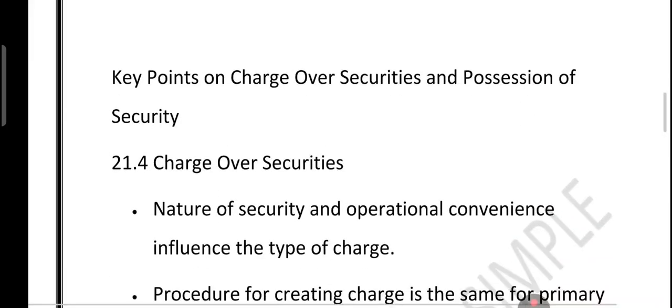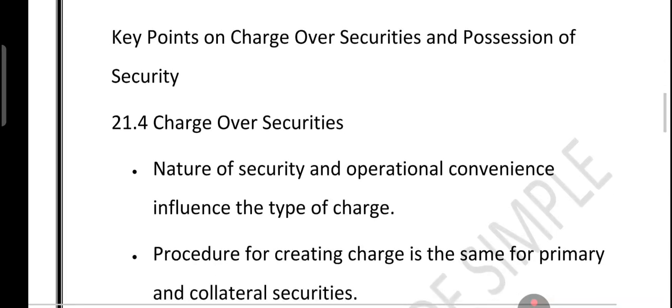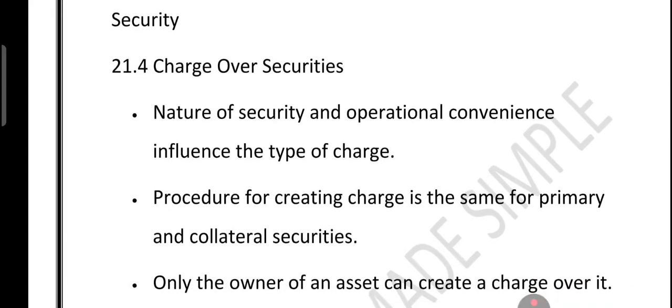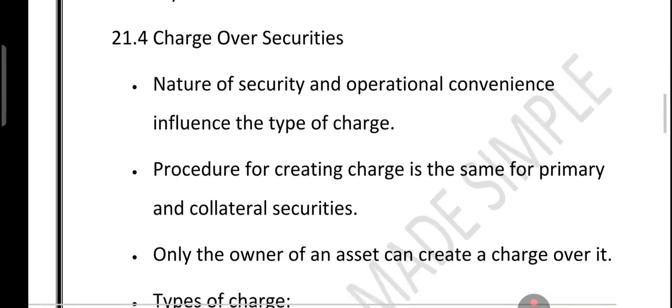Now let's look at some important points on charges over security. So this is very, very important. We are decoding a crucial part of lending: how a bank secures its loan using an asset through something called a charge, and who holds the possession of those assets. Let's break it down. First of all, charge over security.